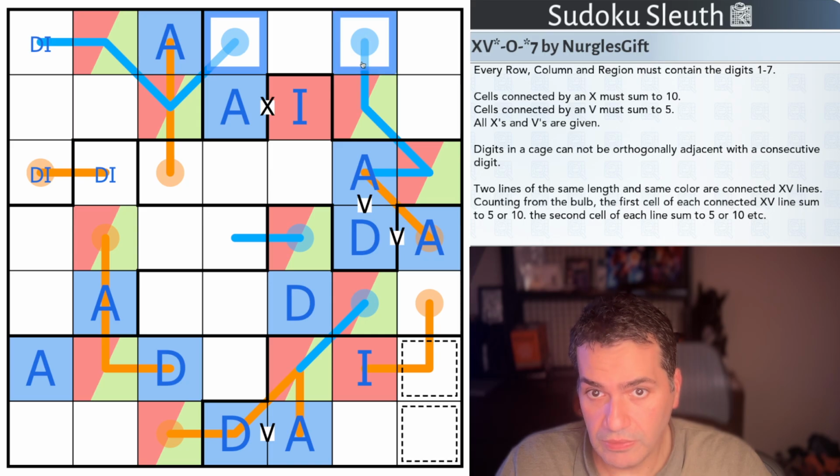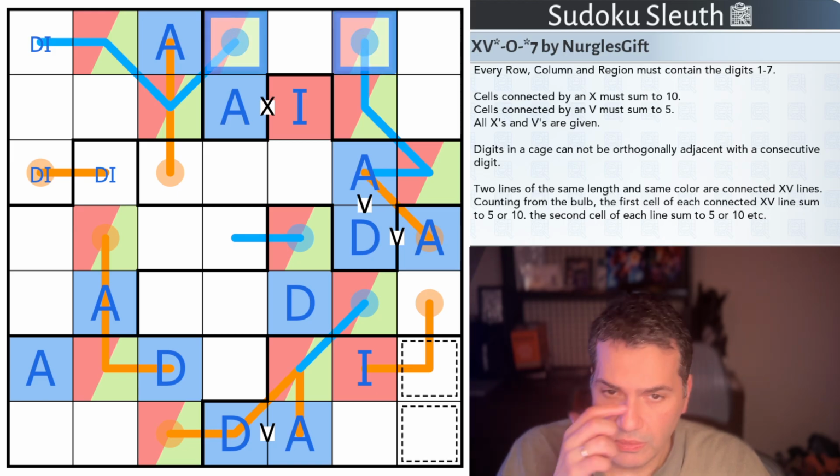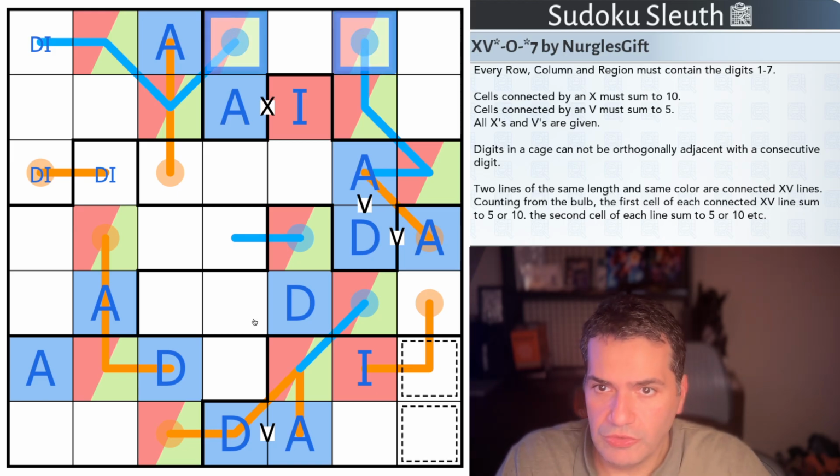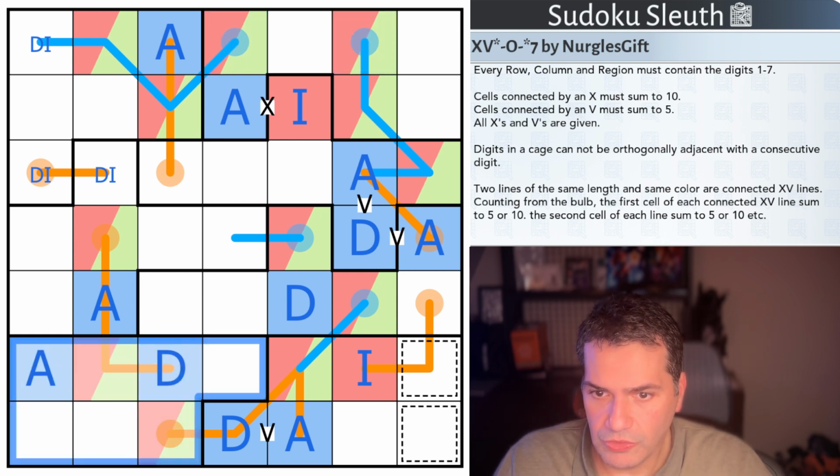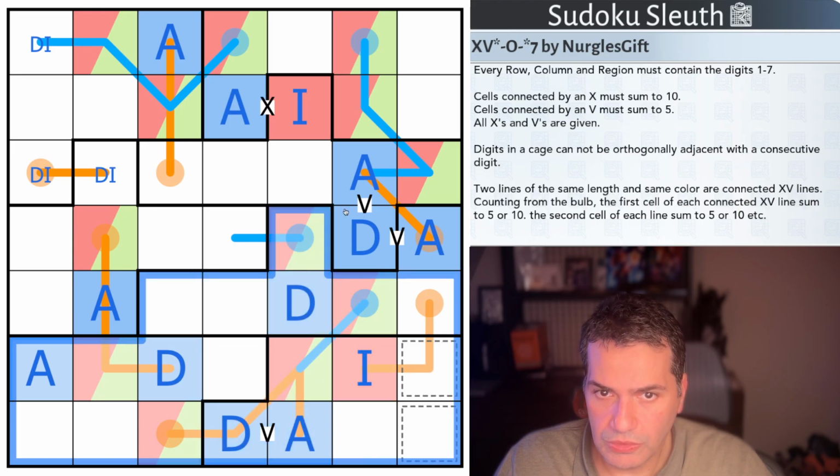Neither of them are A. This one can't be I. This one can't be I. So it's not A or I. Neither of them could be D. So short answer is this is another blue-green. Right, let's think about D's now for a second, because we've got this region sorted. This region is sorted. This region is sorted. This one is sorted.